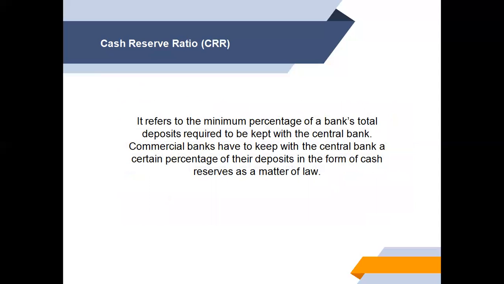Let's have a look at the key interest rates or the key figures which matter the most here. First is cash reserve ratio, CRR. It refers to the minimum percentage of a bank's total deposit required to be kept with the central bank. Commercial banks have to keep with the central bank a certain percentage of their deposit in the form of cash reserves as a matter of law. And there are no exceptions, and these reserves are kept in the form of cash only.